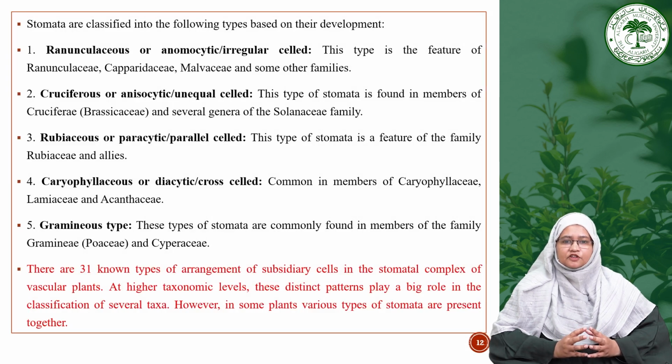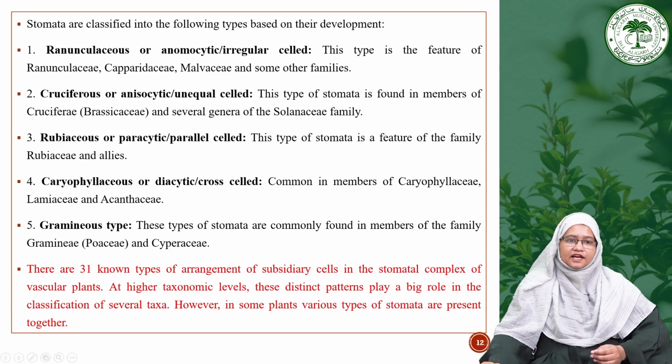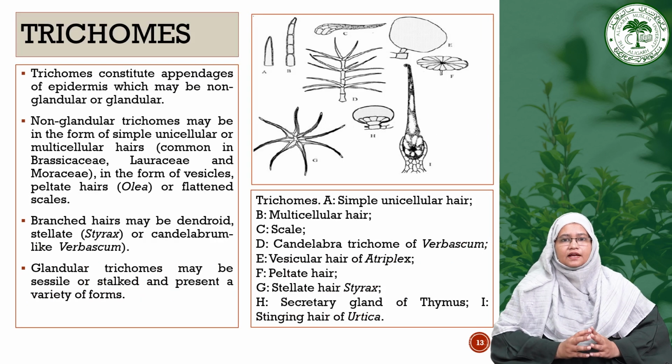At higher taxonomic levels, these distinct patterns play a role in the classification of several taxa. However, in some plants, various types of stomata are present together. In some, as we have seen earlier, there are common types which are characteristic of particular families. Then the next is the trichomes.